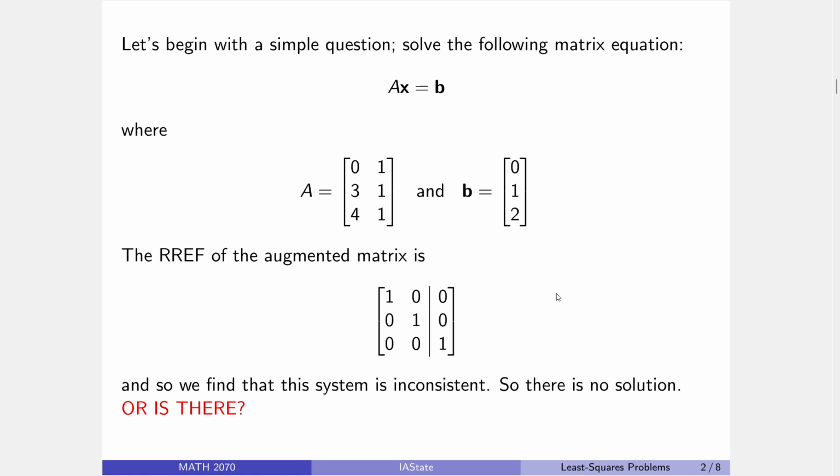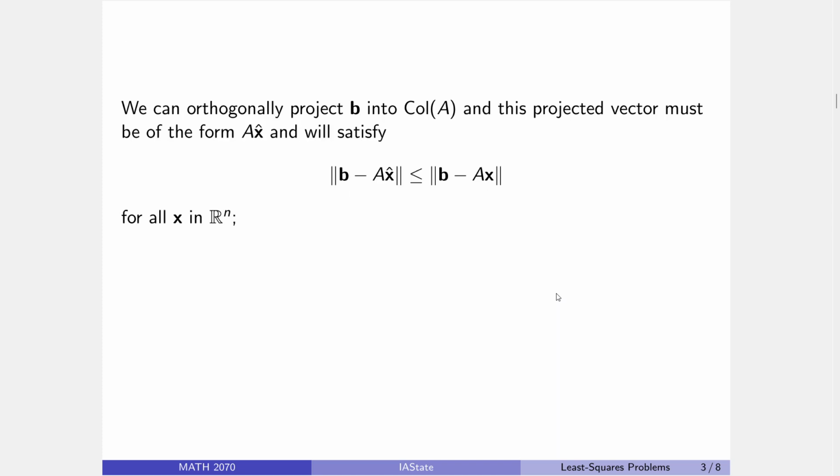Or does it? Now, let's use all of the stuff we have just built up over the past few videos and see if maybe we can actually get an answer here, even though we know we technically can't. Indeed, if I orthogonally project my vector b into the column space, the column space consists of all vectors that look like A times x. Well, if I orthogonally project b into that, I'll get some A times, let's call it x hat.